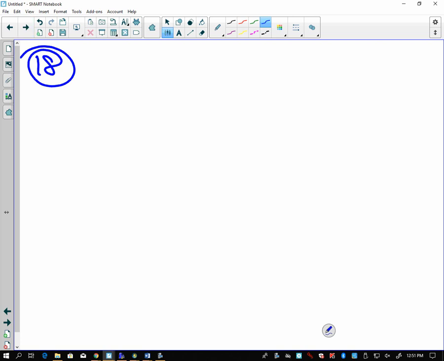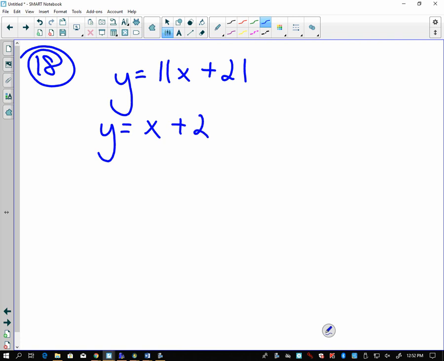Okay, we've got a line. Let's see. So we've got y equals, somebody give me a number. 11. 11x plus 21. So we're going to be given 4 lines. We're going to look for the one that's parallel to this line right here. So I might have to change the form of the different equations. One may give you something like y equals x plus 21.